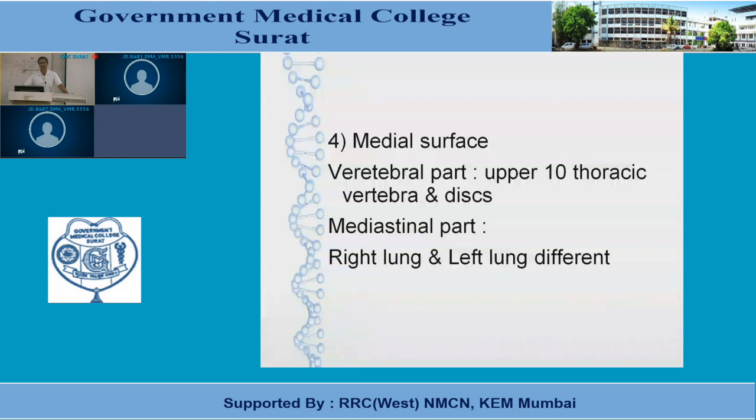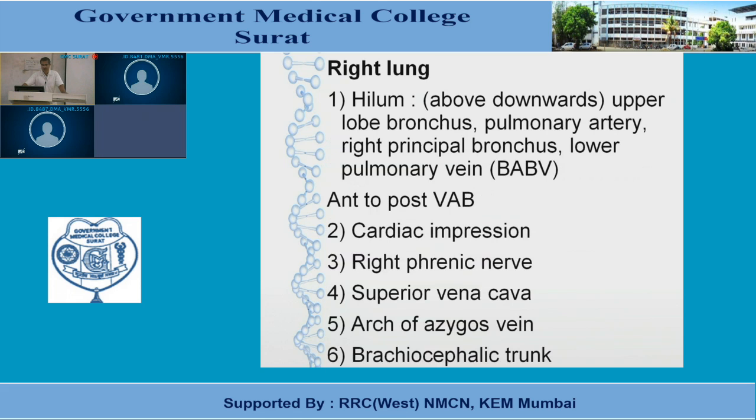Now the medial surface, slightly in detail. This medial surface is divided into 2 parts. The posterior part is the vertebral part, the anterior part is the mediastinal part. The posterior part is known as the vertebral part as it comes in relation with the upper 10 thoracic vertebrae and intervertebral discs. The anterior aspect is known as the mediastinal part. This mediastinal surface is different in the right and left lung.